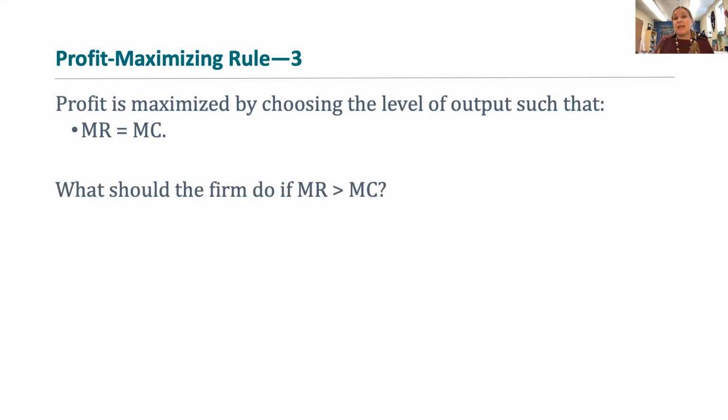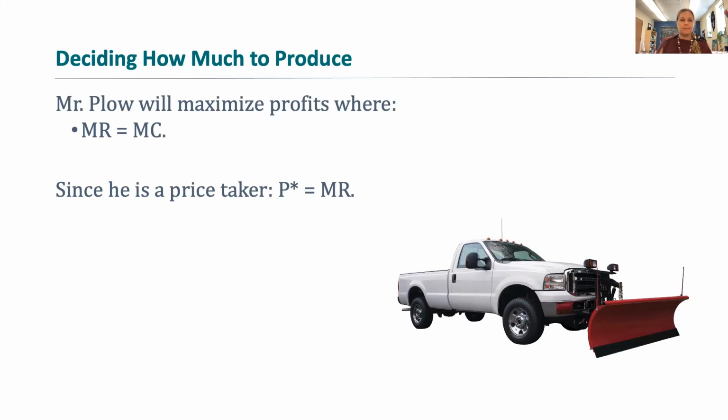If a firm is making more revenue on the margin than costs, they should keep going. There's more profit to be had. If a firm is making less revenue than their costs, they need to stop because further activity, further output is going to create a loss. So deciding how to produce is easy if you follow this rule.